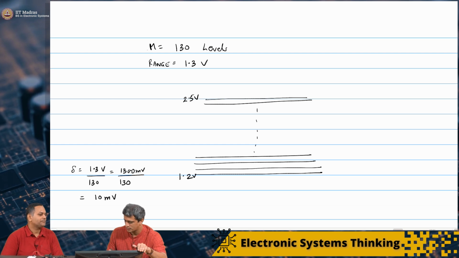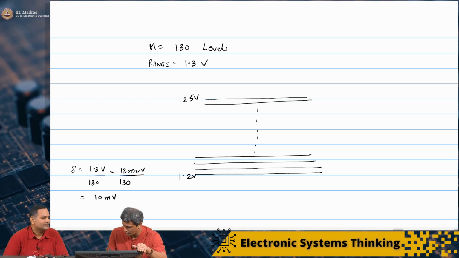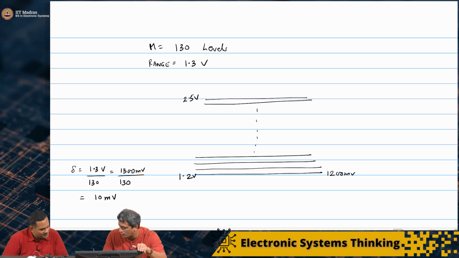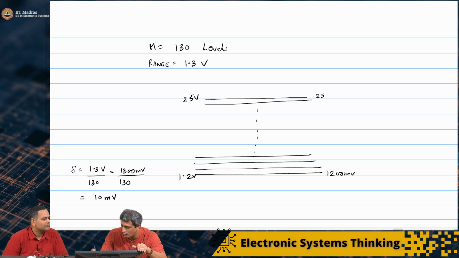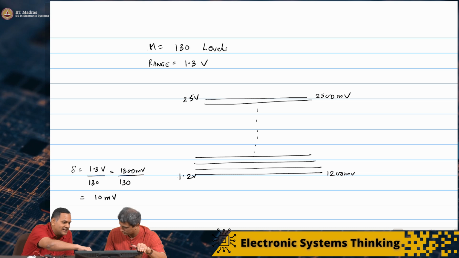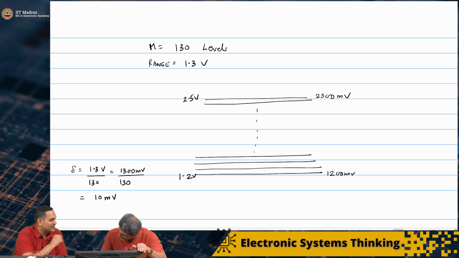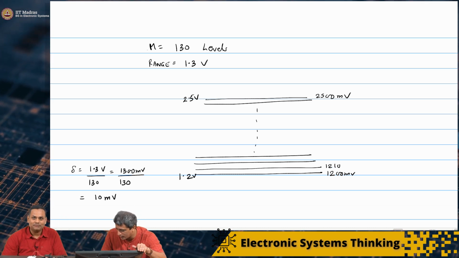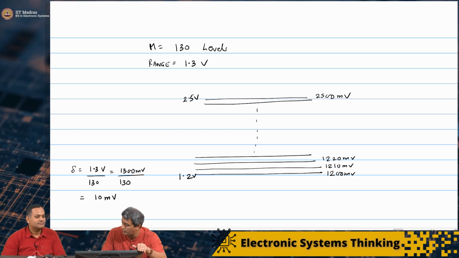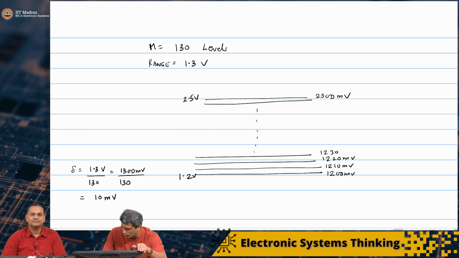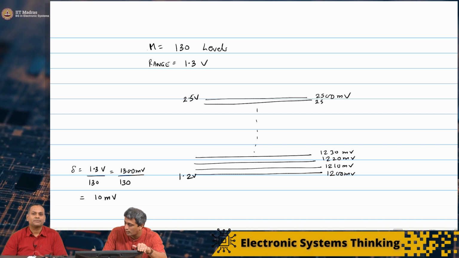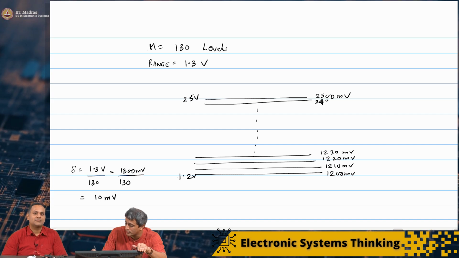So if this is 1.2 volt, which I'll translate to millivolt, 1200 millivolt, all the way to 2500 millivolt. So the next level will be at 1210 millivolts, 1220 millivolt, 1230, and so on. So this will be, no, 2490. 2490.